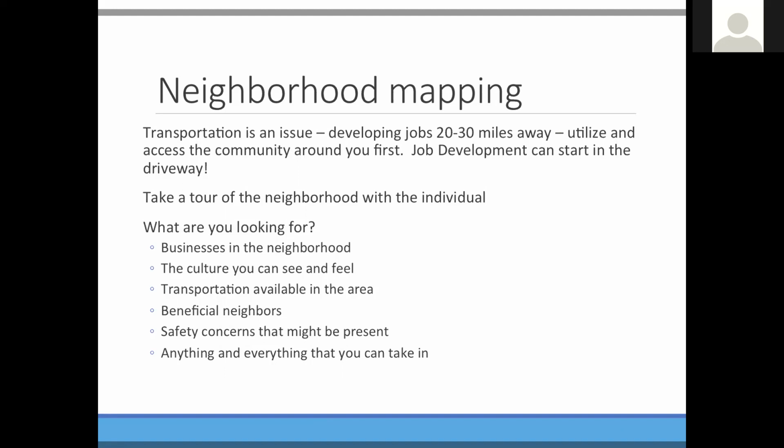Or maybe the environment or the neighborhood they live in is something that we need to be aware of, and maybe it's not the best neighborhood. Are there any safety concerns that we need to be aware of? Do they connect with their neighbors? Do their neighbors know who they are?